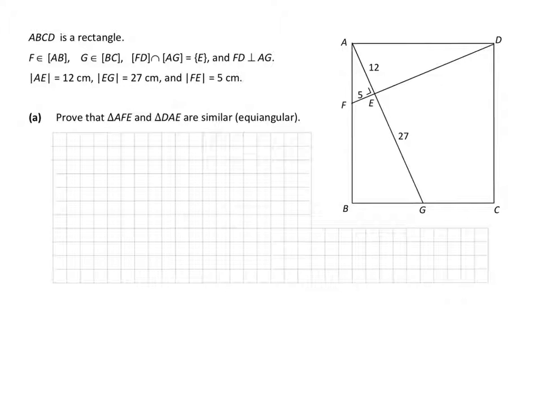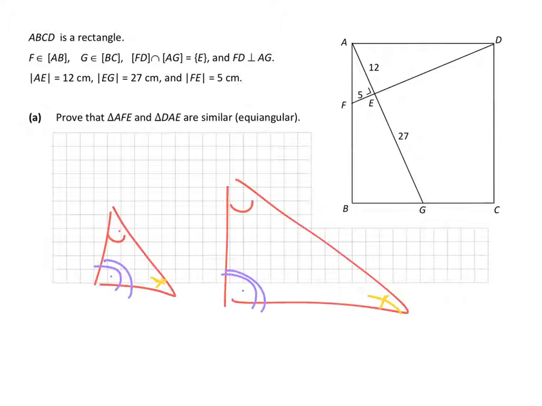Okay, so this question is all about similar triangles. And remember what a similar triangle is. In similar triangles, all the corresponding angles would be equal. So what do I mean by that? I mean the angles in one triangle would equal the angles in another. Or the sides will be in the same ratio. Okay, so the sides will be in the same ratio.